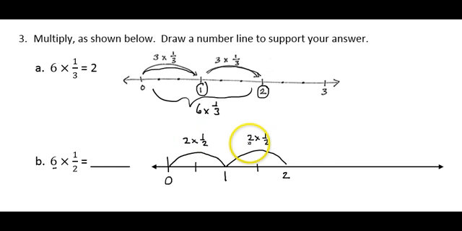Now, so far, I've done 4 groups of 1/2. I need to do 2 more groups of 1/2 to get my 6 groups all together. That one will land me at 3. And there's my 2 halves that get me to 3. So altogether, I've done 6 groups of 1/2. 6 times 1/2 is the same as 3.